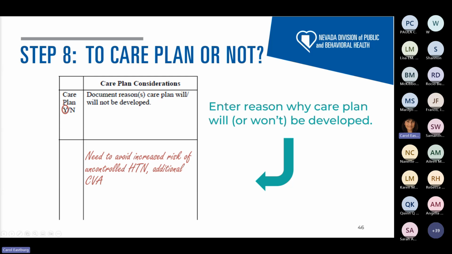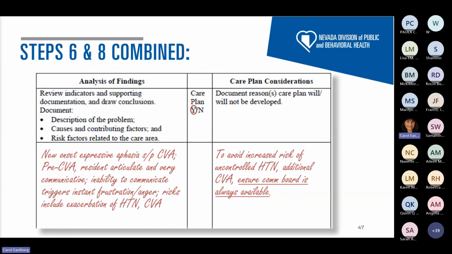So in this case, for Mr. R, he needs to avoid an increased risk of uncontrolled hypertension and additional CVA. Once you've completed step 6 and 8, your document will look something like this.